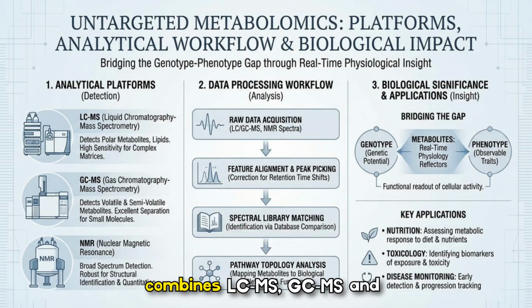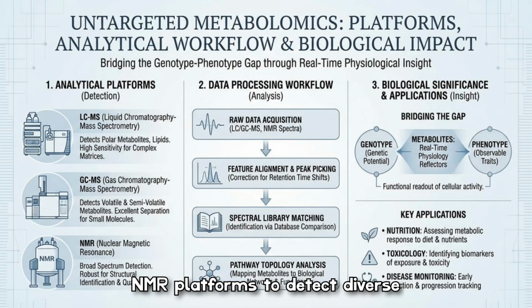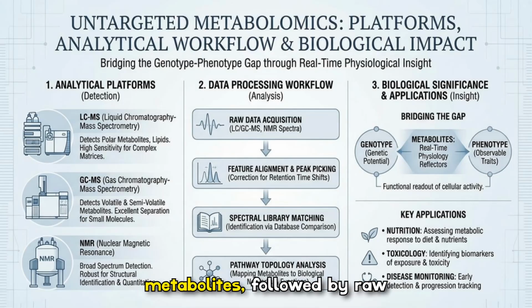Untargeted metabolomics combines LC-MS, GC-MS, and NMR platforms to detect diverse metabolites, followed by raw data acquisition, peak alignment, spectral library matching, and pathway topology analysis. This workflow bridges genotype and phenotype by providing real-time physiological readouts, useful for nutrition studies, toxicity assessment, and early disease monitoring through metabolic signatures.